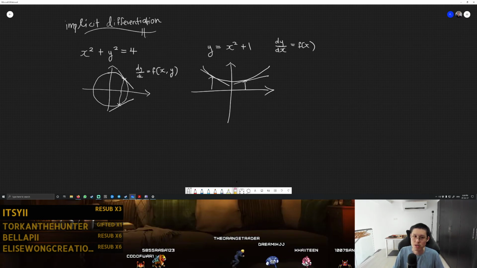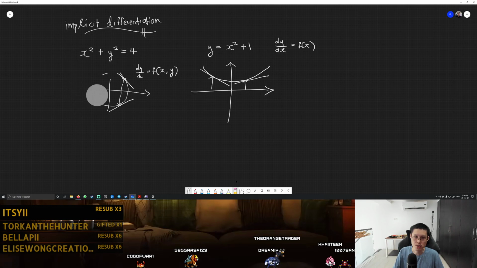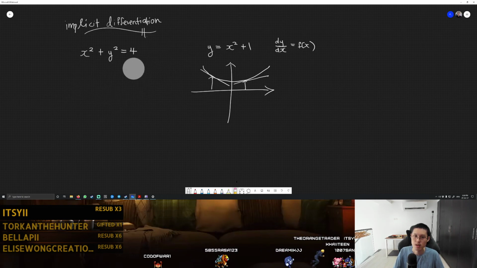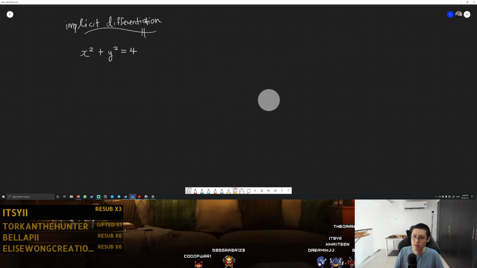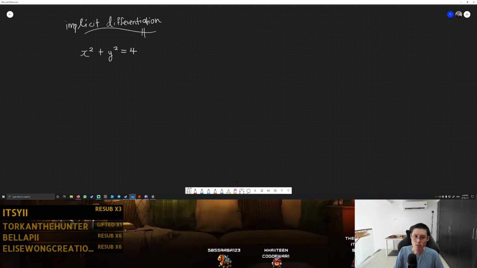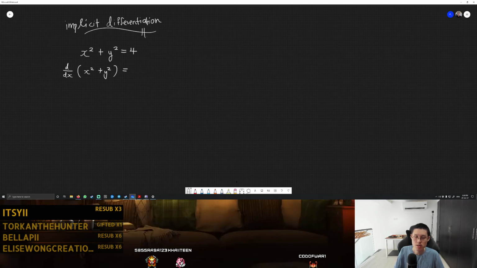So how do you use implicit differentiation? Well, let me show you. Get rid of all of that. So you're trying to find dy/dx, right? So the first thing you want to do is differentiate both sides with respect to x. So you just go d/dx of (x squared plus y squared) equals d/dx of 4.